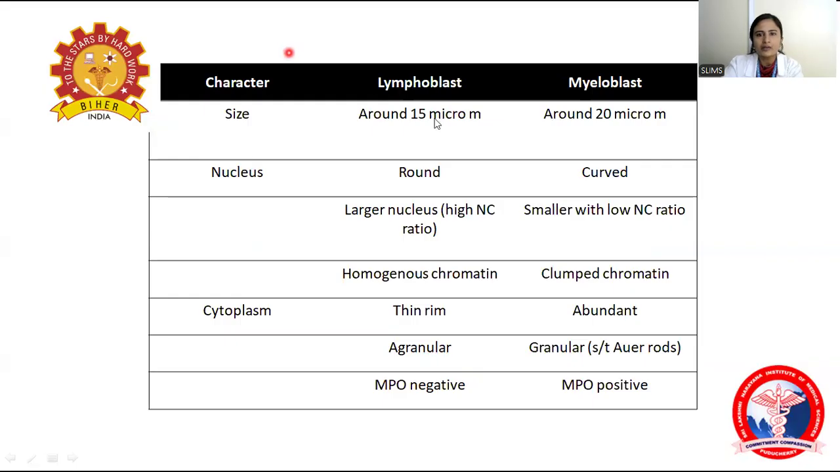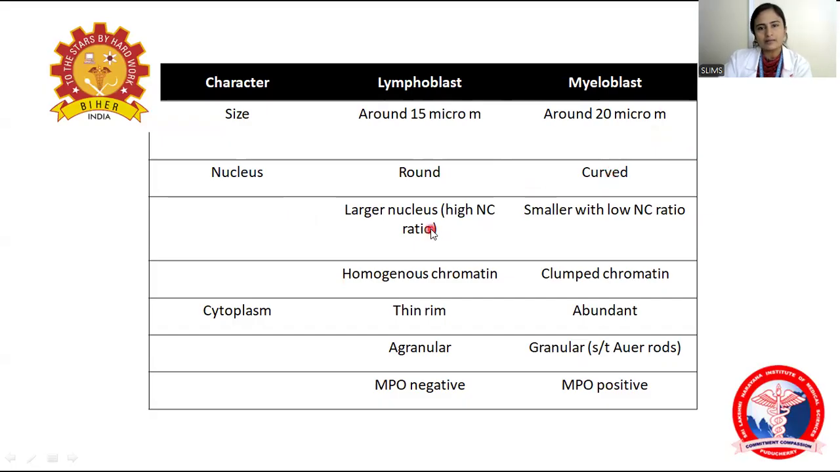So coming to the blasts, how can the lymphoblast and myeloblast be differentiated? Both blasts are large in size, but compared to the lymphoblast, the myeloblast is a little larger. The size of a lymphoblast is 15 micrometers and a myeloblast is 20 micrometers. The nucleus is round in the lymphoblast and curved in the myeloblast.